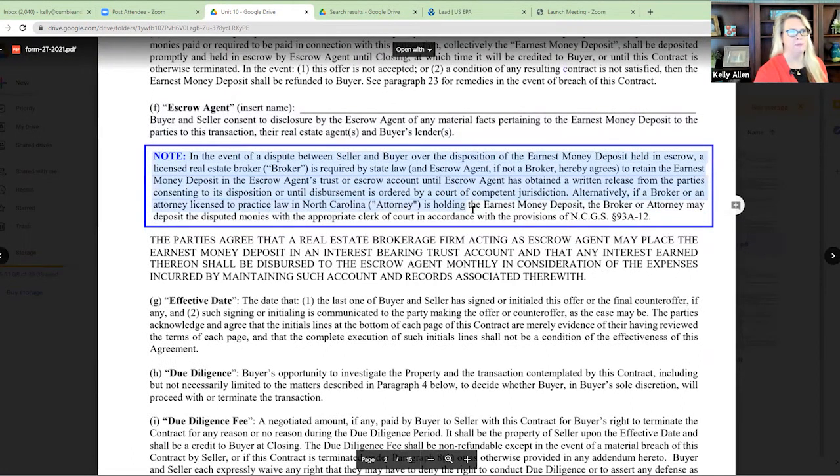Okay, this is going to tell us what happens if the buyer and the seller get in an argument about the earnest money deposit, if there's a breach and so forth. So let's read. It tells us what to do, which is so great. That's why this form is 15 pages long. Note, in the event of a dispute between seller and buyer over the disposition of the earnest money deposit, that means release, in the disbursement, the release of the earnest money deposit held in escrow, a licensed real estate broker is required by state law, and an escrow agent, if not a broker, to retain the earnest money deposit in the escrow agent's trust or escrow account until the escrow agent has obtained a written release from the parties consenting to its disposition or release, or until disbursement is ordered by a court of competent jurisdiction.